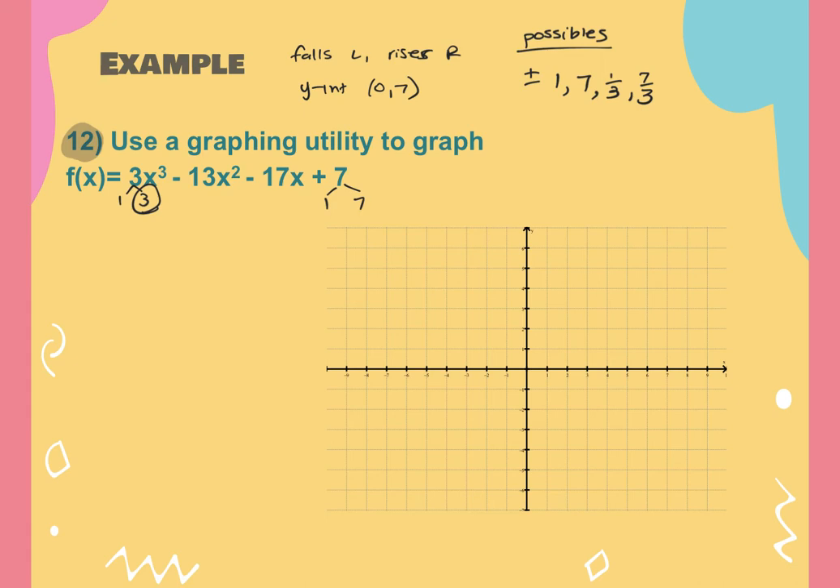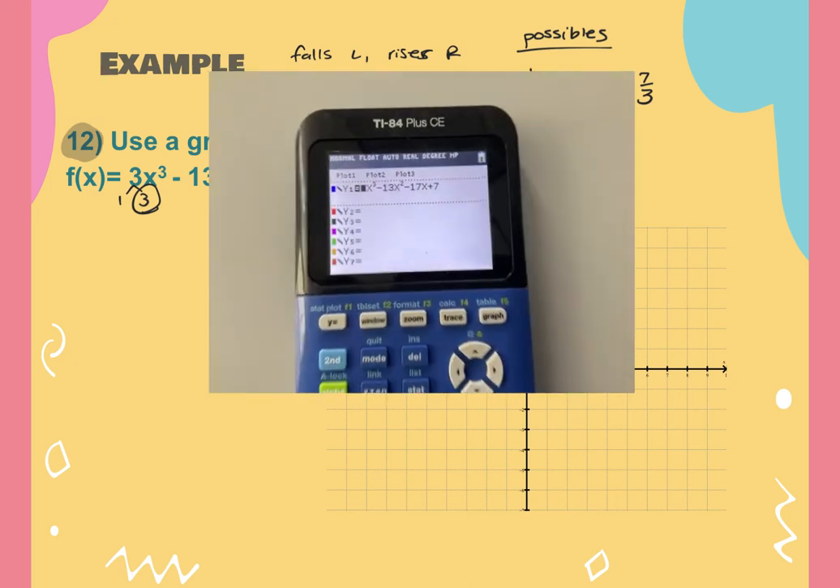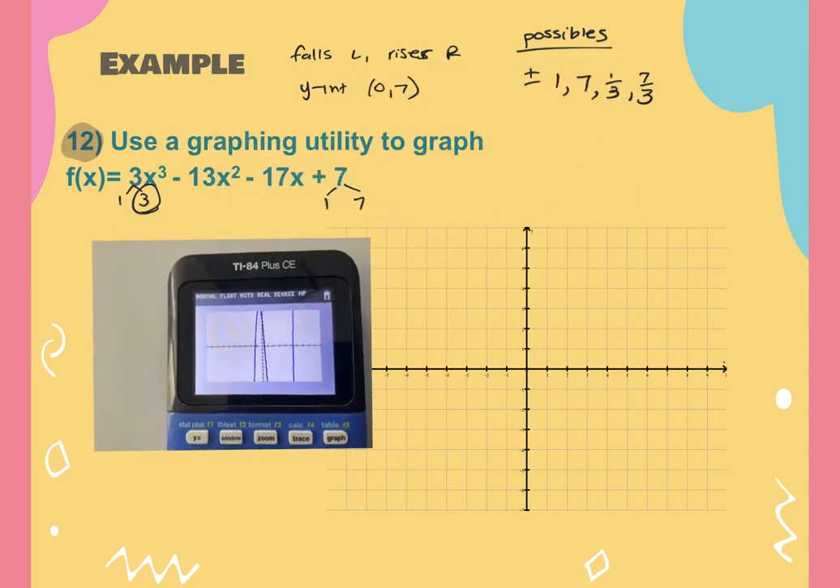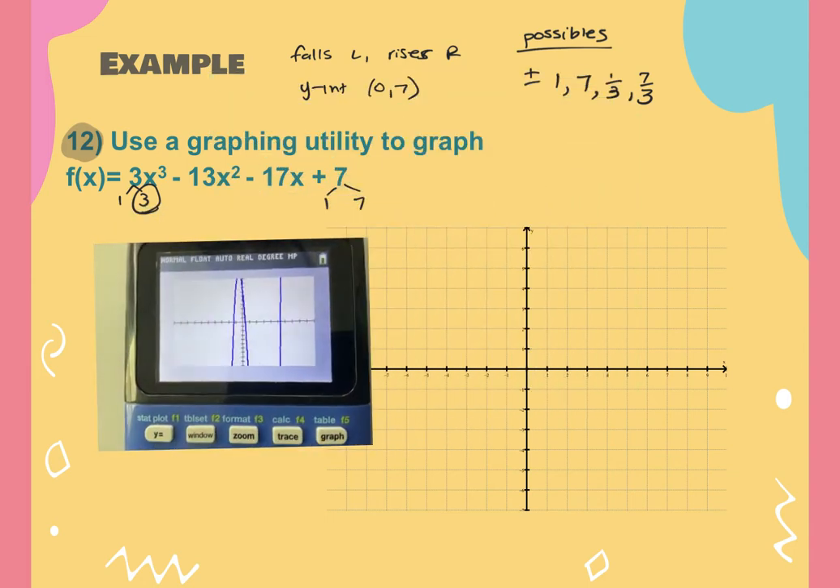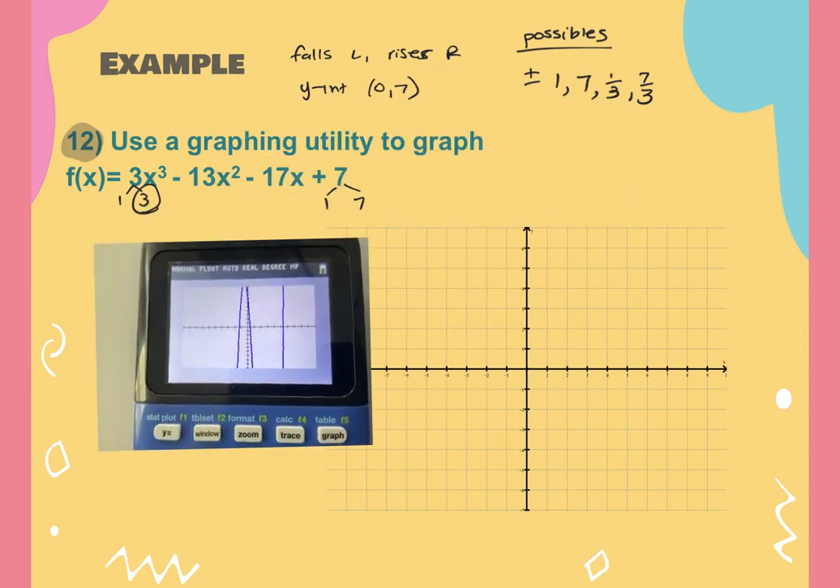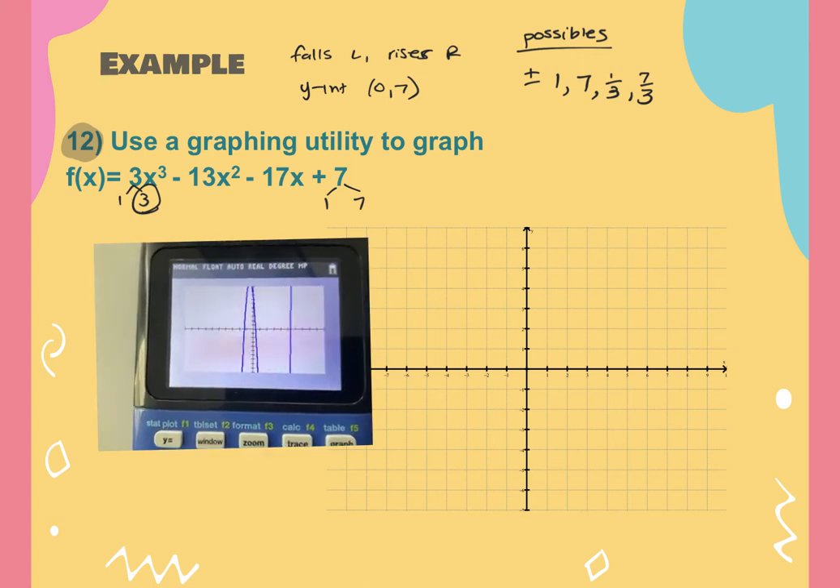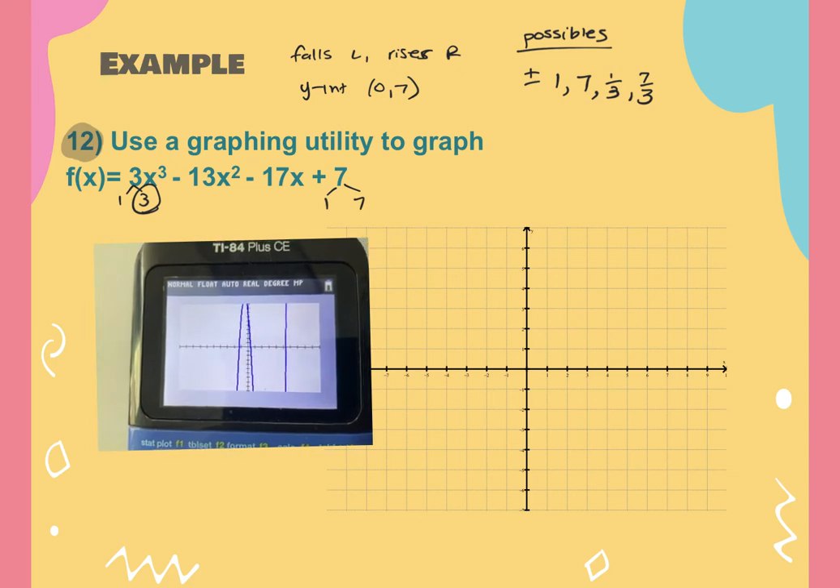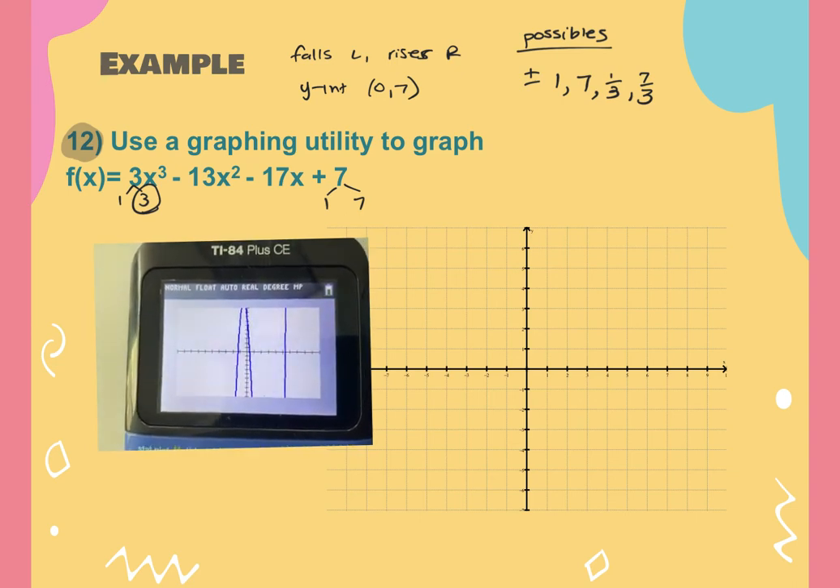Minus 13. Actually, I plugged in my equation, and then I'm going to hit graph. Do you see it cross through any whole numbers? No. Guess what? That's what's going to happen on your test. Okay, which means I can rule out 1 and 7, which means I have to test for the other ones.